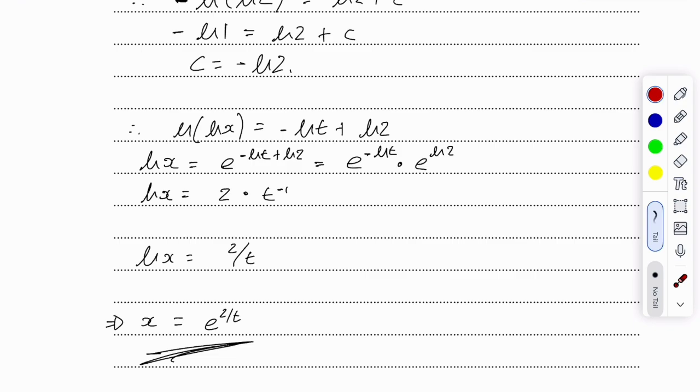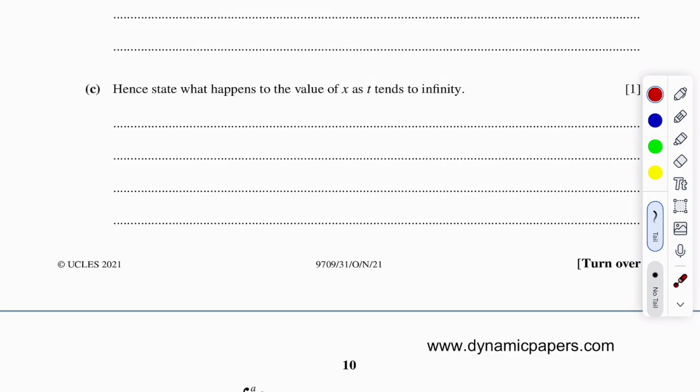Alright, and as a result, we get 2 times t to the minus 1. Okay, x equals e to the power of 2 over t. Alright, now for part c, guys, it says, hence state what happens to the value of x as t tends towards infinity.